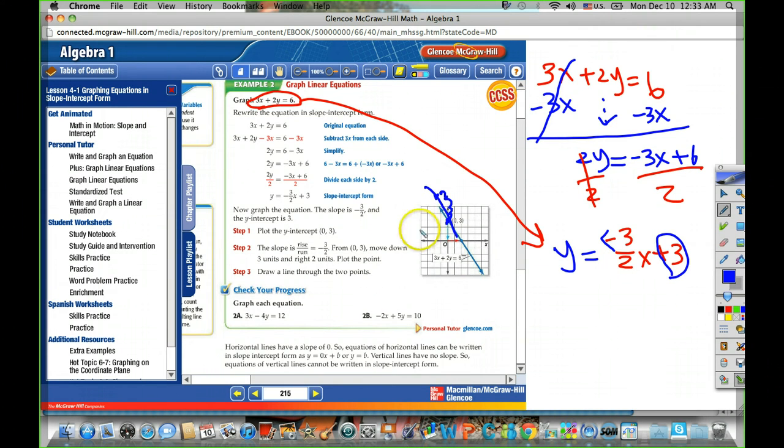In the textbook, they decided to run down 3 and rise. Well, it's not really rise because you're actually going down. So you go down 3 and run to the right, and you'll still have that same point there. Okay, and there we go. There's your graph.